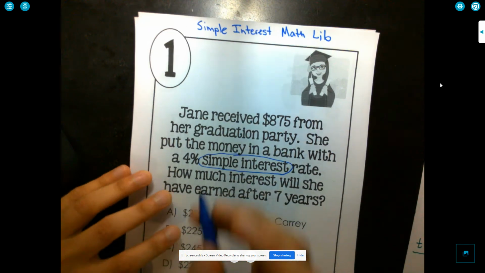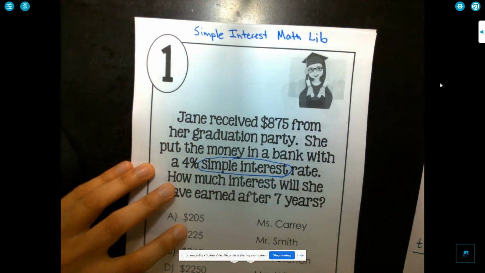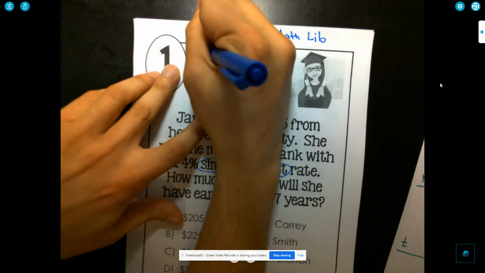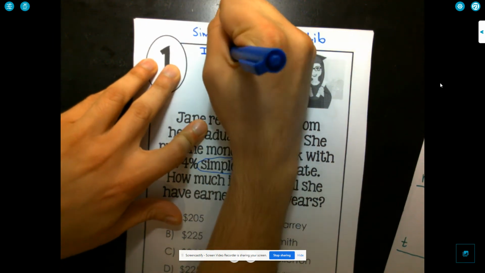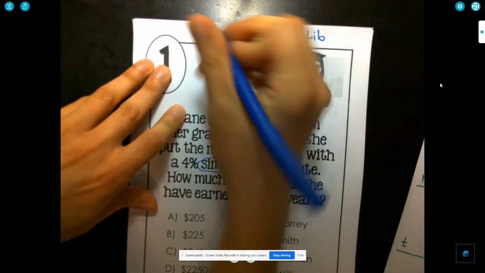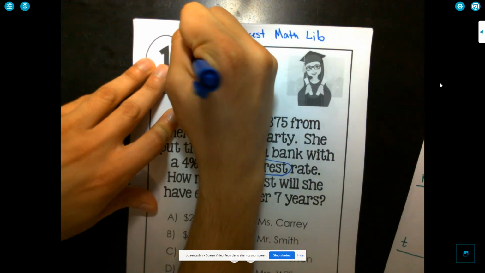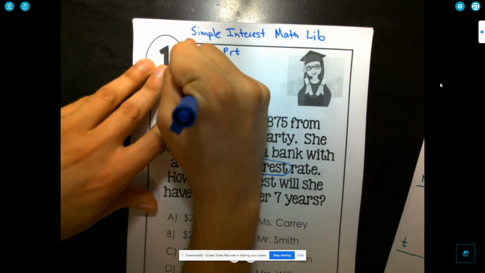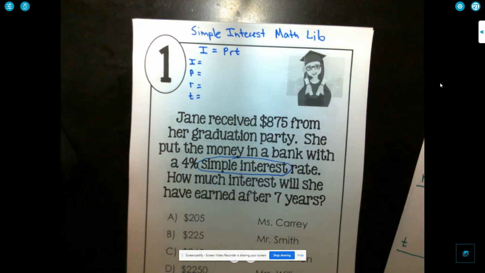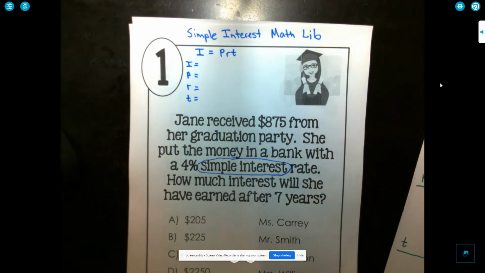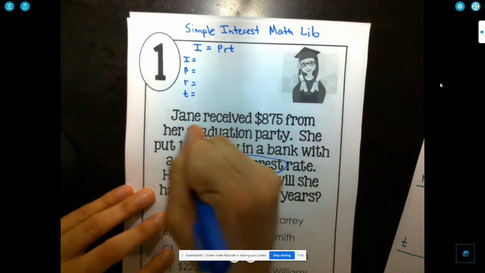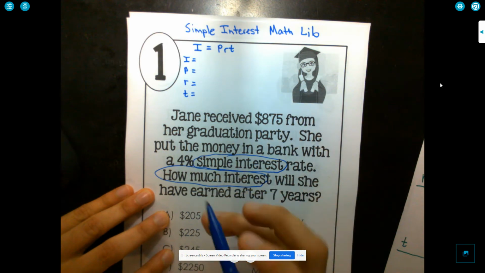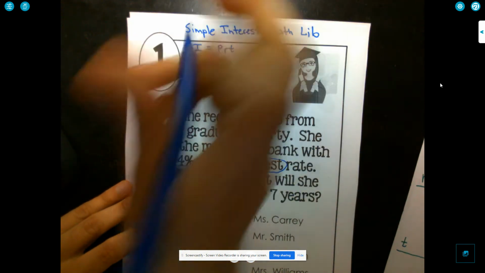All right, so remember the first step to do is to write out your equation. So we're doing simple interest, so I equals PRT is our equation. Our goal is to find out what I is, what P is, what R is, what T is, and then solve for whichever variable the question is looking for. This question is asking how much interest, so this one's pretty explicit. We're looking for interest, that's going to be a question mark in the I.